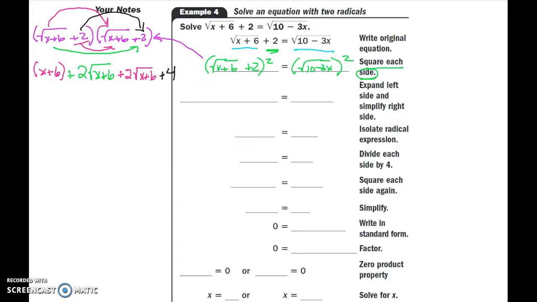Now, we're going to take these two terms, which are like terms, and they're like terms because the radicand is the same, and the index is the same. And over here, I've got x plus 6. I'm just bringing this down. I'm combining these like terms to give me plus 4 radical x plus 6, and then plus 4.